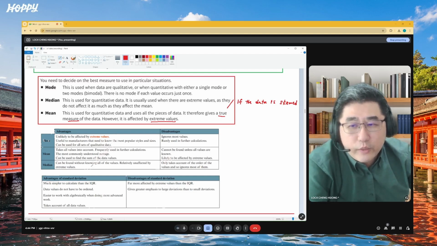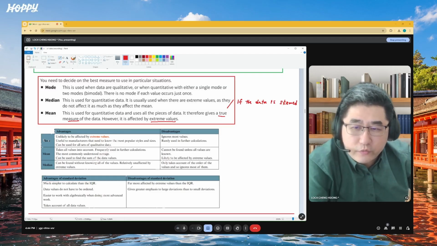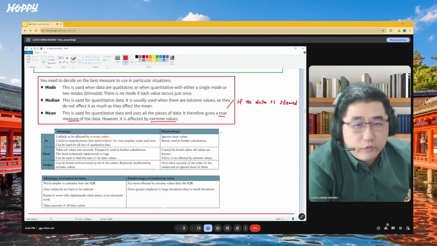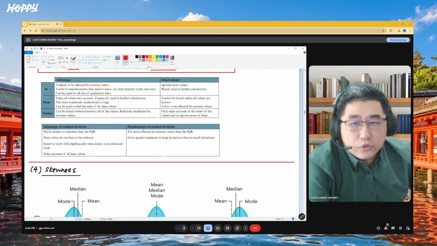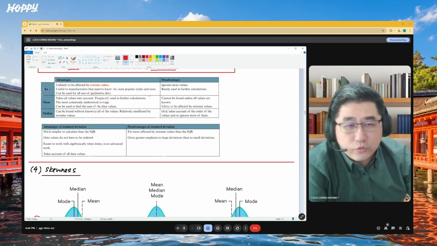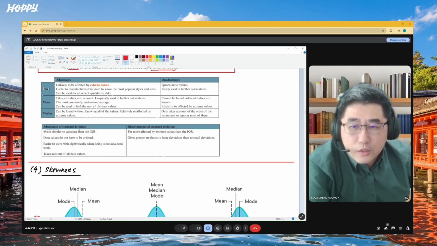Median can be found without knowing all the values, and is relatively unaffected by extreme values. The disadvantage is it only takes account of the order of the values, so it ignores most of them. So if the questions ask about advantages and disadvantages, try to understand and write out the reason. Next, to talk about standard deviation.